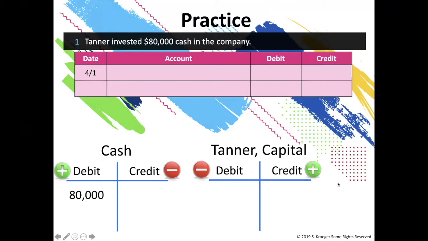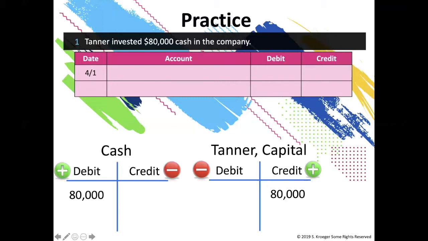Capital is positive on the credit side. The owner's capital account is increasing. And remember, we don't do debits here anyways. Whenever the owner puts money into the business, this account will increase. If they ever took money out, we would use the withdrawals account. So we should only be using this side. We have a debit of 80,000 and a credit of 80,000.